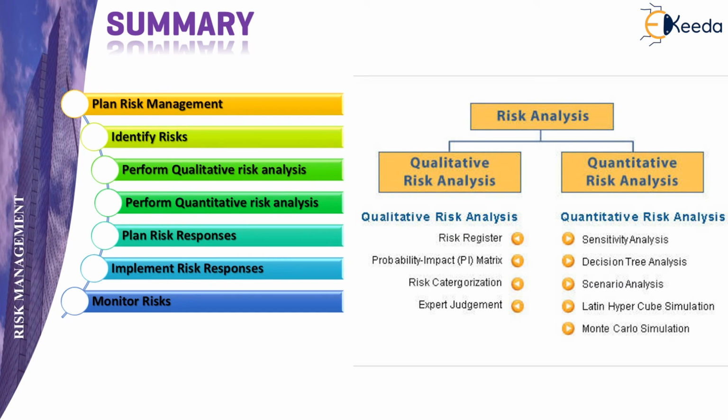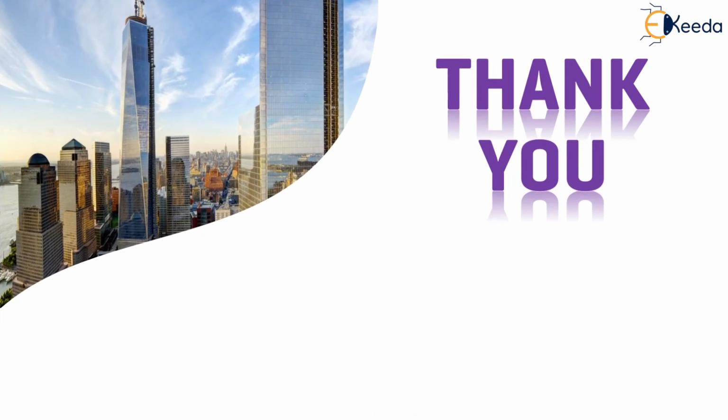To summarize, we have studied in this video the 7 main types of risk management processes, that is plan risk, identify risk, perform qualitative risk analysis, perform quantitative risk analysis, plan the risk responses, implement risk responses, and monitor risk. Further, we have seen in detail how risk analysis can be done both in a quantitative and qualitative way.